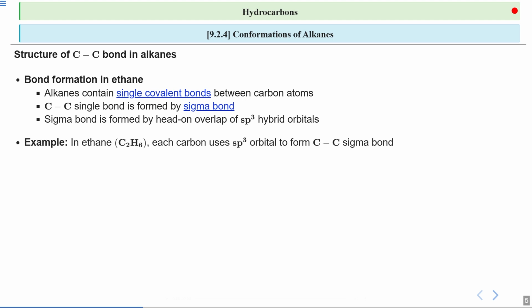As an example, in ethane, each carbon atom uses an sp3 hybridized orbital to form the carbon-carbon sigma bond. So this is a specific case of how these bonds are formed in alkane. Next, we have a visual representation of bonding in ethane with an image. This helps us to see how the sp3 hybrid orbitals of two carbons are overlapping to form the sigma bond between the two carbon atoms.